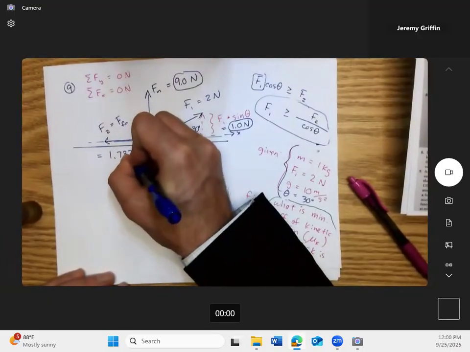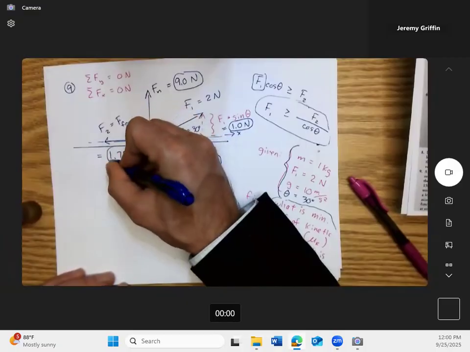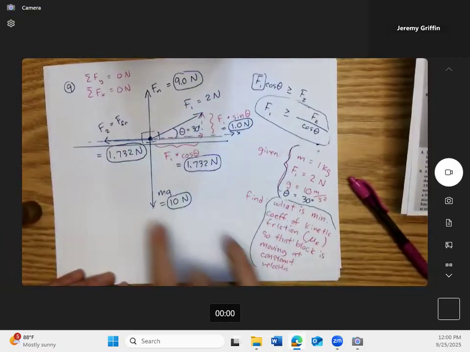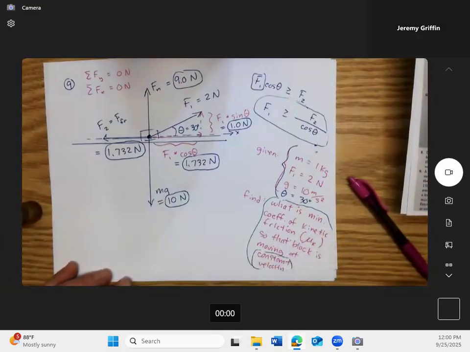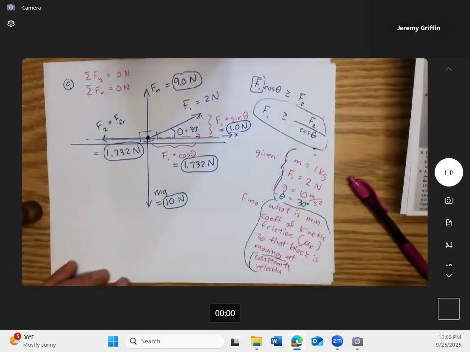1.732 newtons. It's got to be the same force, just the opposite way, because that would allow constant velocity, which is this condition right here, constant velocity, which would be equilibrium. You guys get it? Okay. Right. You guys up to here so far? As well? Okay.